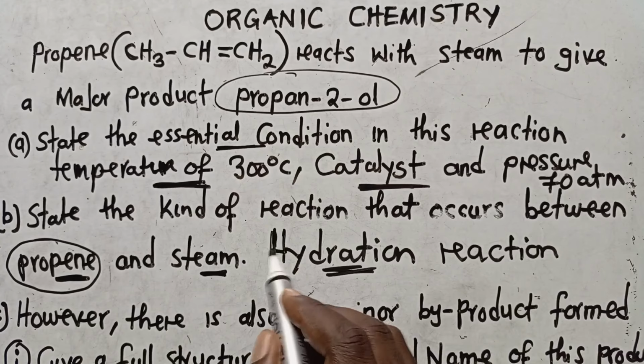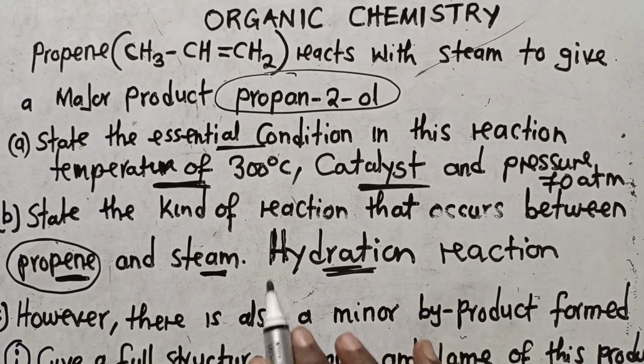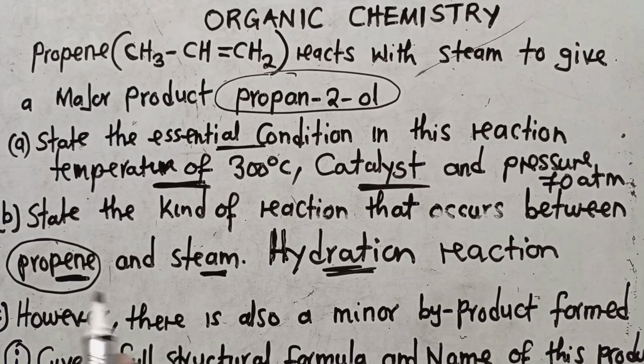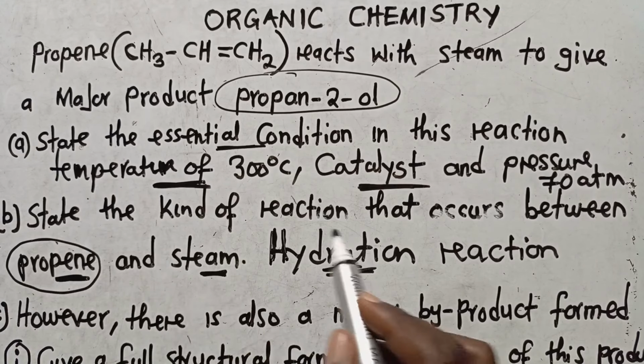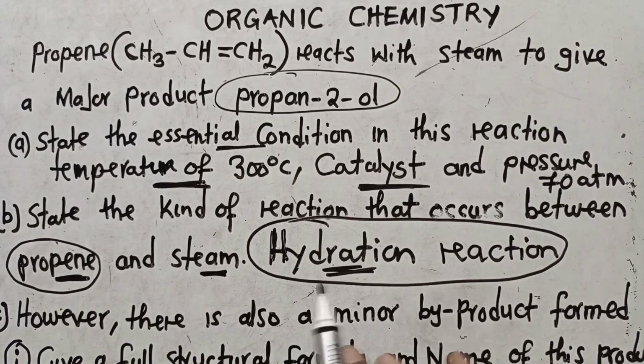Any reaction between an alkene and steam produces an alcohol. That process is called hydration, not oxidation. Oxidation is when it reacts with atmospheric oxygen, but in this process an alkene is reacting with steam. So the name of that process, or equation, is the hydration equation or reaction. This is what you need to understand.